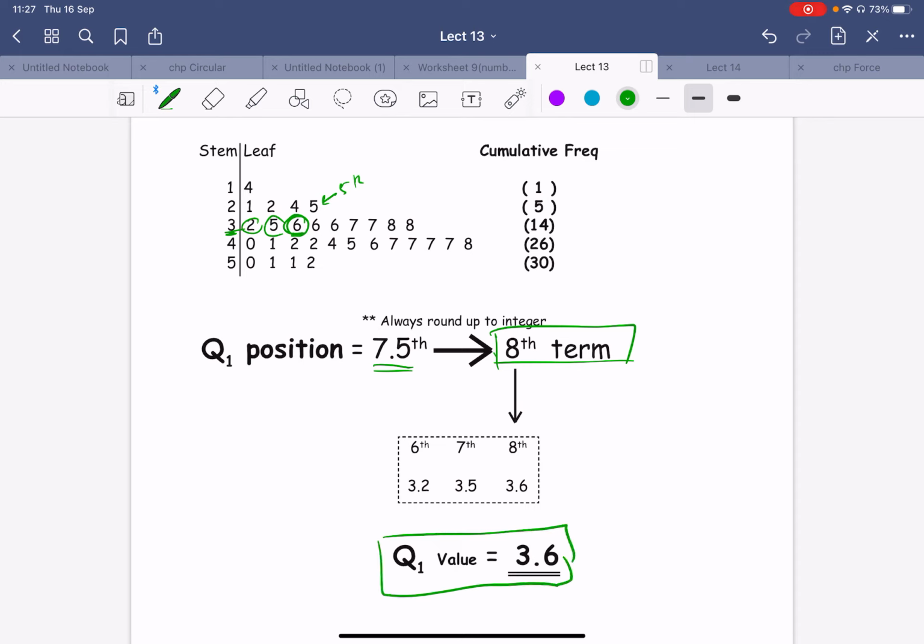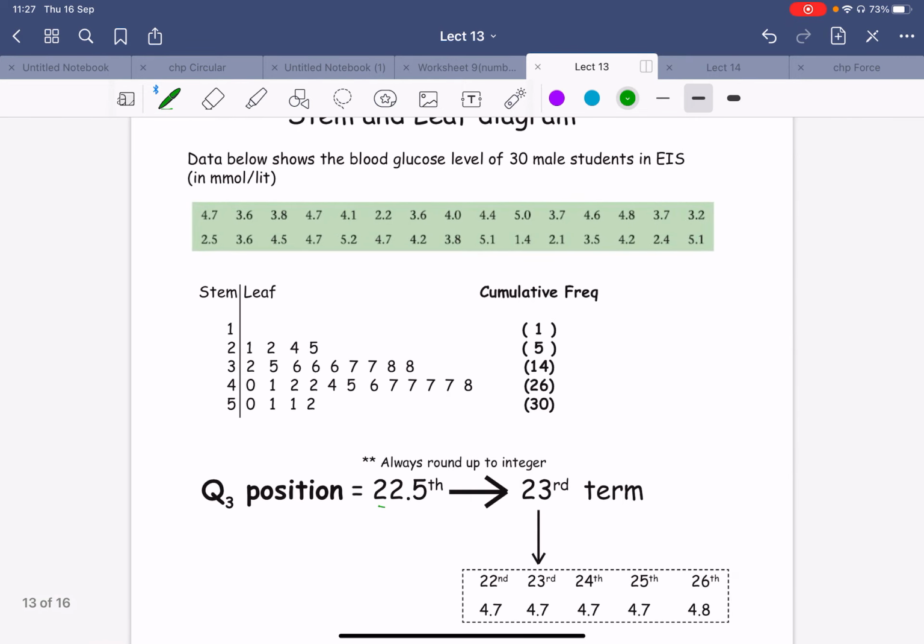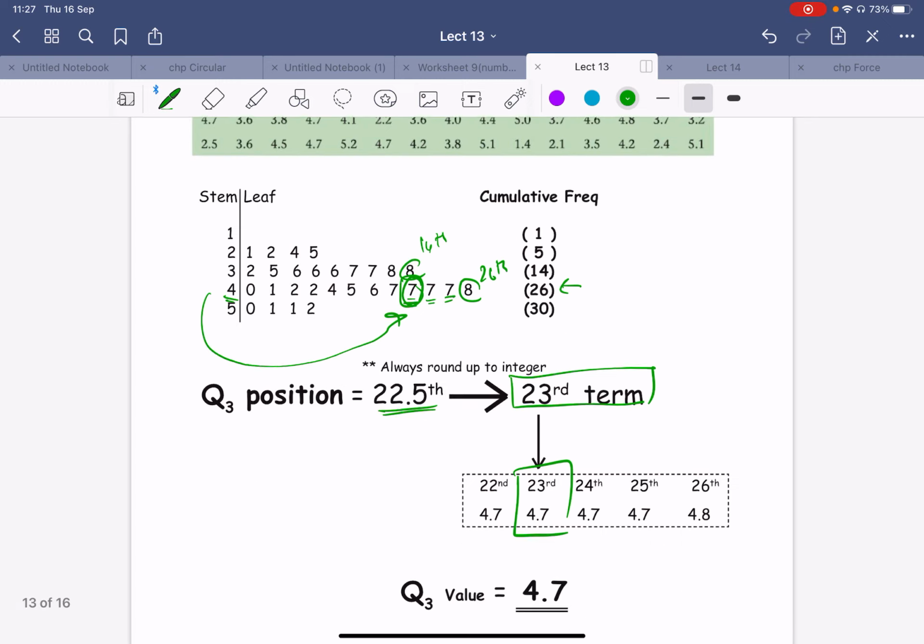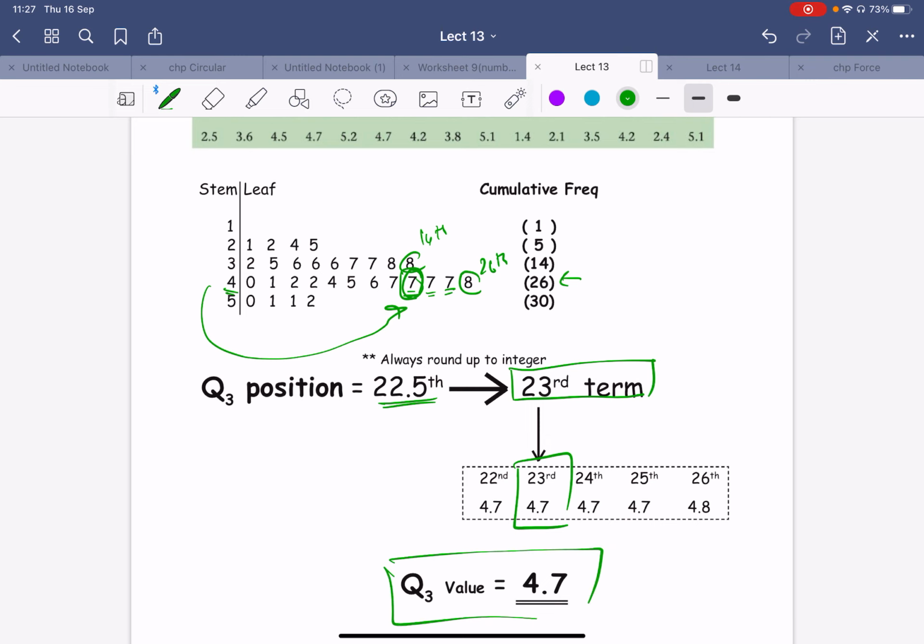Okay, let's see how you find Q3. So for Q3, again, you got 22.5. You round it up to the 23rd. So the 23rd is in here. I know this is the 14th, right? This is the 26th position. 25th, 24th, 23rd is here. See, this is 4.7. So I'm getting 4.7 as my 23rd position.